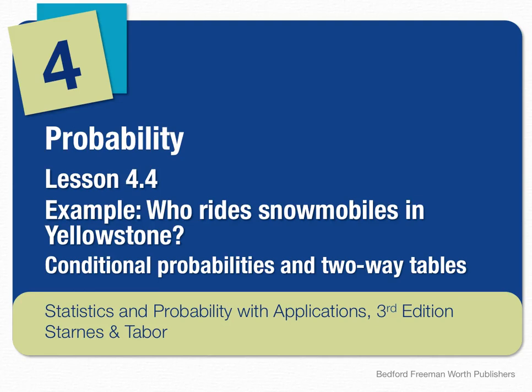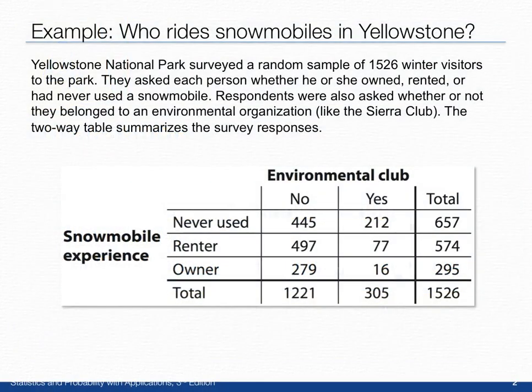In the lesson 4.4 example, Who Rides Snowmobiles in Yellowstone, we'll explore conditional probabilities and two-way tables. Yellowstone National Park surveyed a random sample of 1,526 winter visitors to the park. They asked each person whether he or she owned, rented, or had never used a snowmobile. The respondents were also asked whether or not they belonged to an environmental organization, such as the Sierra Club. The two-way table summarizes the survey responses.